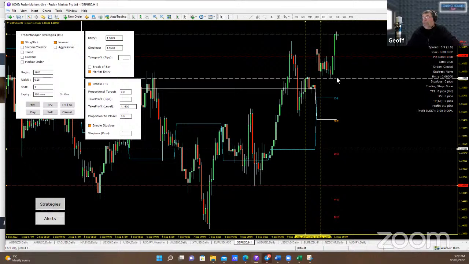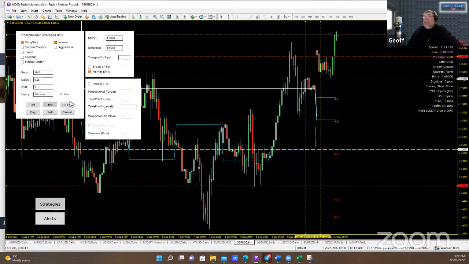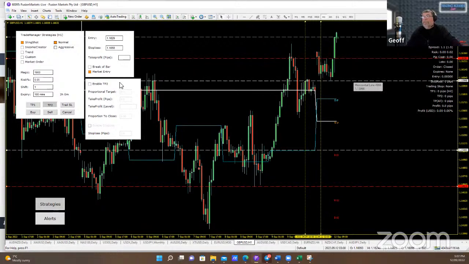So if price obviously comes back to entry, then we get taken out for no penalty. TP2 is 2.5 to 1. In this case, our risk is 29 pips. 2 times 29 is 58, and a half of 29 is 14.5. So let's say 72 pips. That will be our TP2.